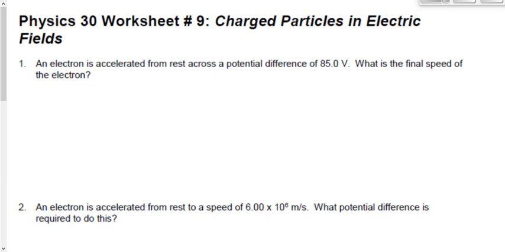Number 1 says an electron is accelerated from rest across a potential difference of 85 volts. What's the final speed of the electron? This electron accelerates. This electron speeds up. That's like a car doing what? An unpowered car, like a go-kart, right? Doing what? It's like it's going down a hill, right?